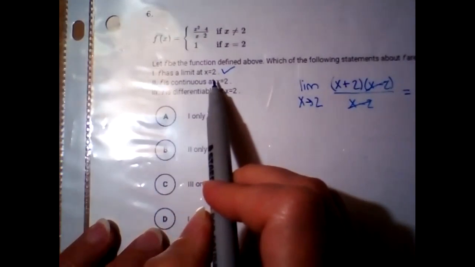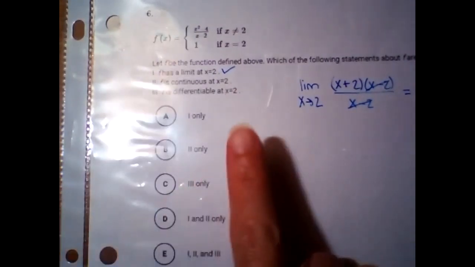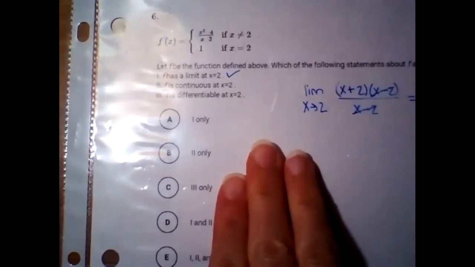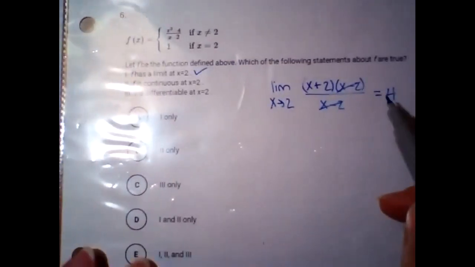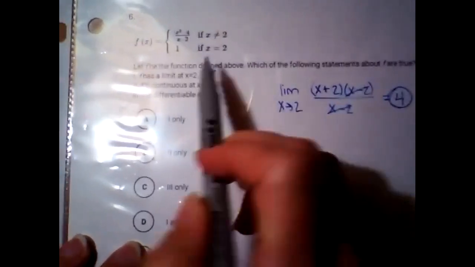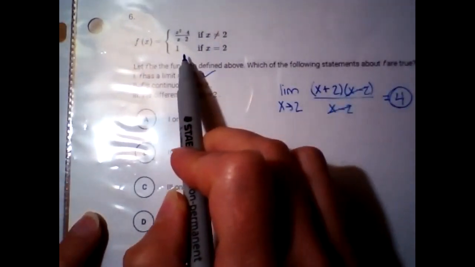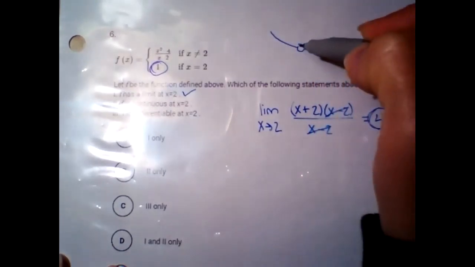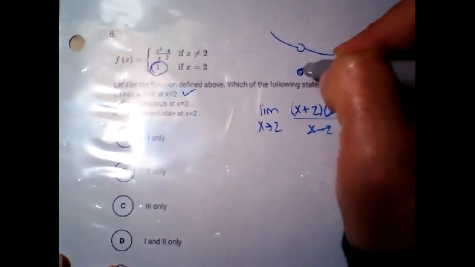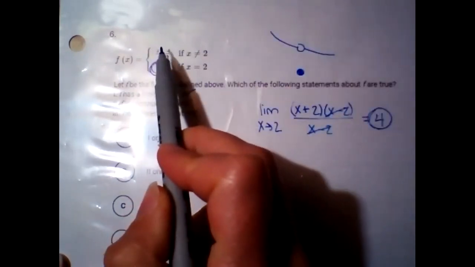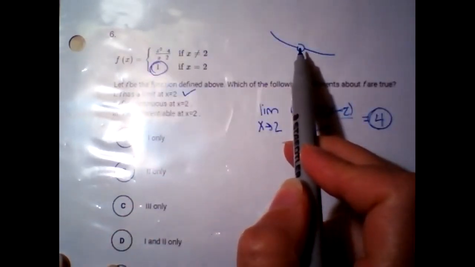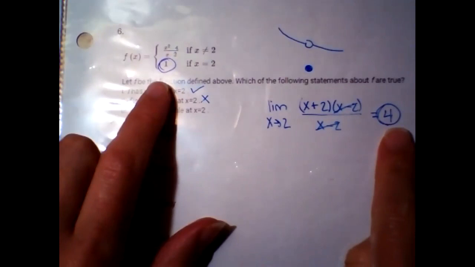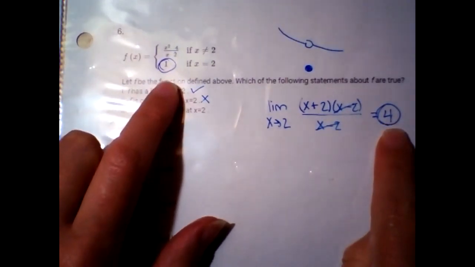Now is the function continuous at 2? So remember your rules for continuity. There's a point, there's a limit, and they equal each other. So our limit is 4, but it says that the actual point when x is 2 is at 1. So we have a situation like this where this graph was approaching 4, but they plucked that point out and stuck it down here at 1. So like this was our graph and that point should have been there, but we took it out and stuck it somewhere else. So you're not going to be continuous. There is a point and there is a limit, but they're not at the same place.